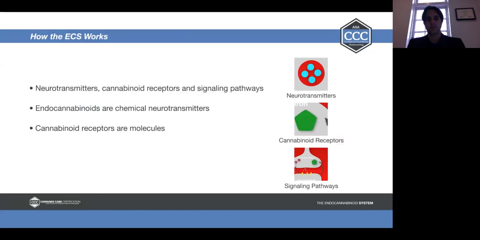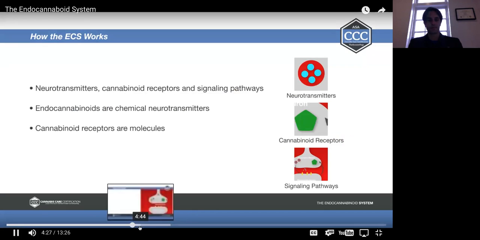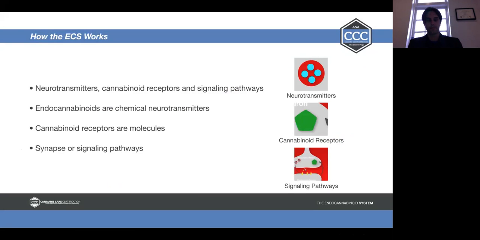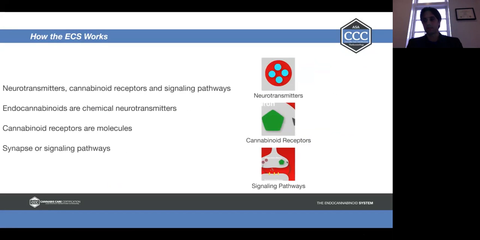Cannabinoid receptors are G proteins that bind with endogenous cannabinoids, which are in turn neurotransmitters. These receptors are located on the outside of the presynaptic neuron. When these neurotransmitters are produced, the path they travel can be thought of as a signaling pathway. This pathway includes the synaptic vesicle and the synaptic cleft.